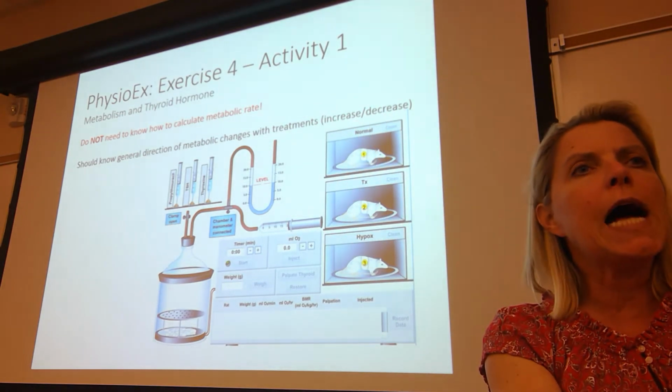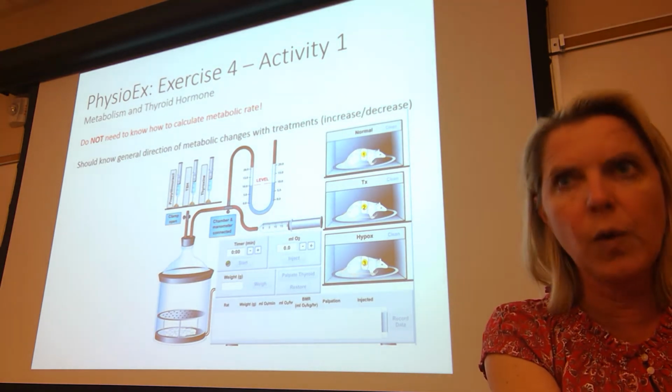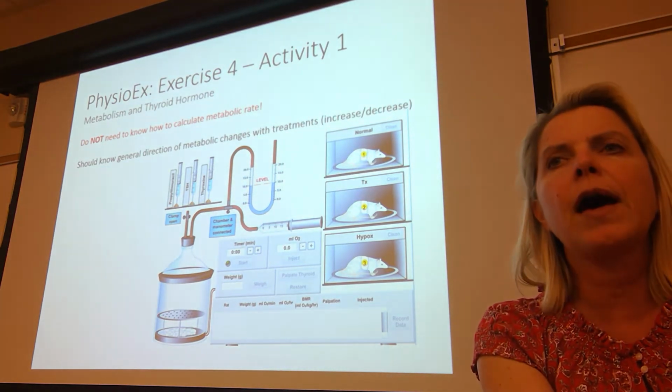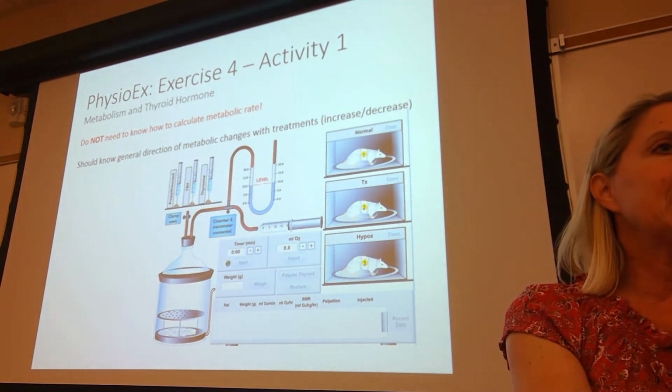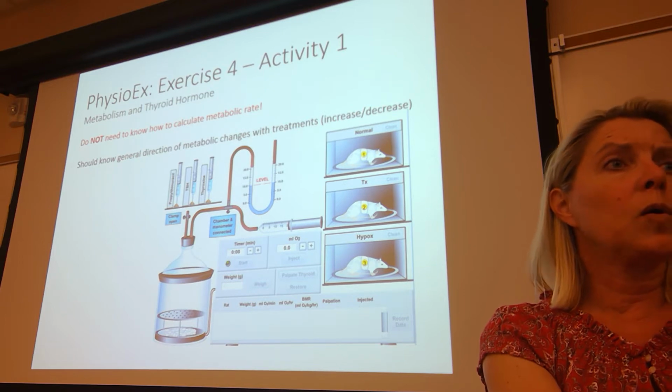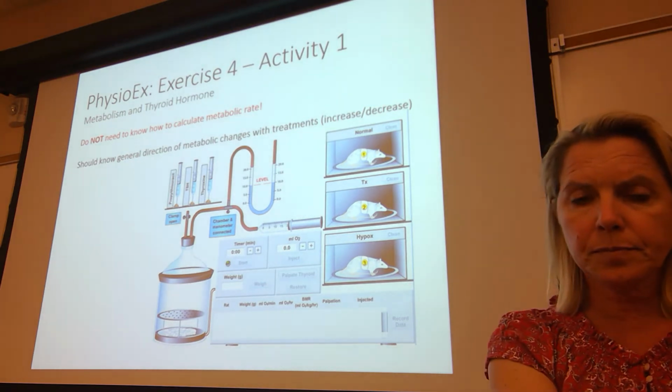But if they're not iodinated, you don't have T3 nor T4. You don't have thyroid hormone. When PTU was given to the normal rat, its metabolic rate was impaired.